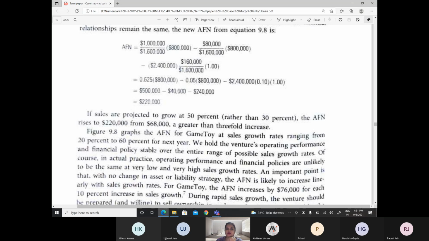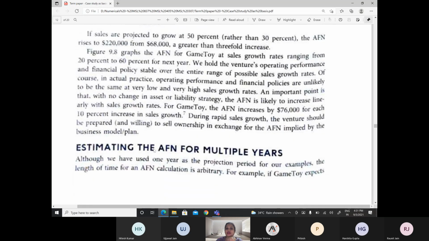$220,000. Okay, so if sales are projected to grow at 50% rather than 30%, just a 20% growth, the AFN rises to 220,000 from 68,000, which is a greater than threefold increase. Figure 9.8 graphs the AFN for Game Toy at sales growth rates ranging from 20% to 60% for the next year.